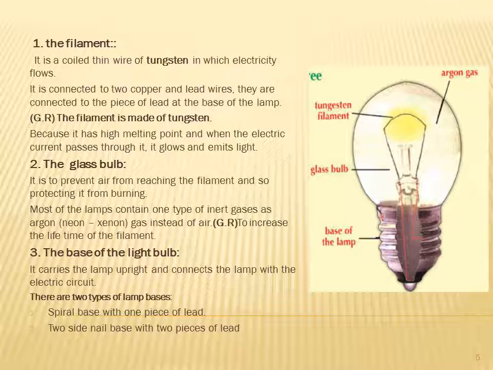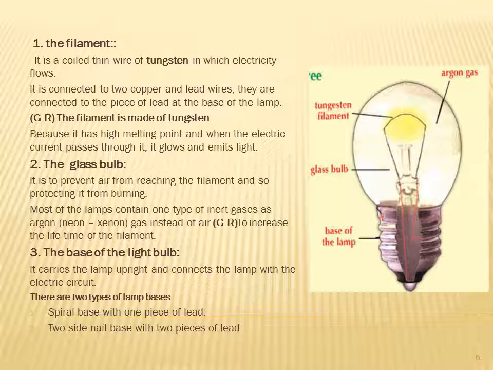Give reason why. Because it has a high melting point, it doesn't melt easily, and this is a common property among all metals, by the way. But the special property is that when the electric current passes through it, it glows and emits light. This is the point, and that's why they chose tungsten and didn't choose any other element.